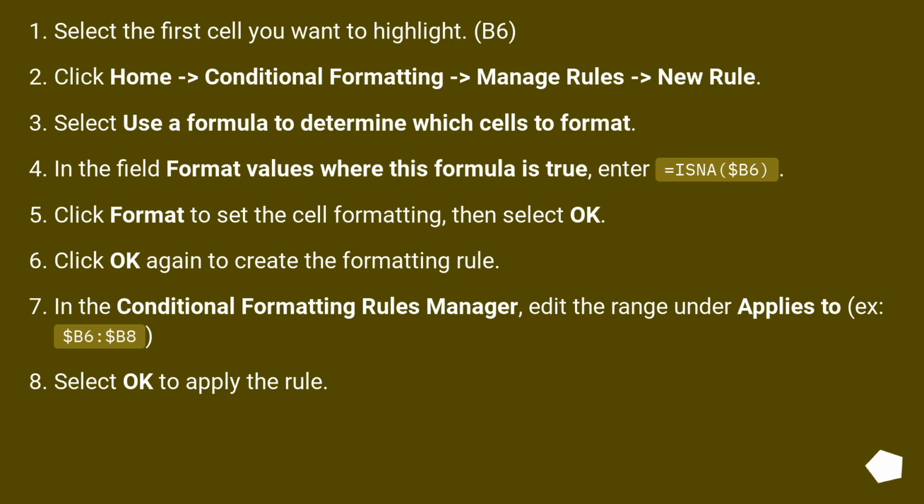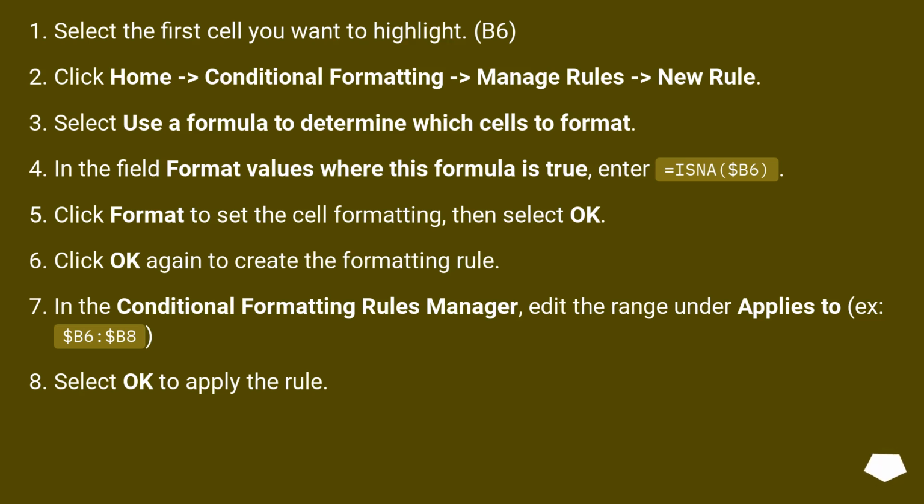Select the first cell you want to highlight, B6. Click Home > Conditional Formatting > Manage Rules > New Rule. Select Use a formula to determine which cells to format. In the field Format values where this formula is true, enter equals ISNA($B6).